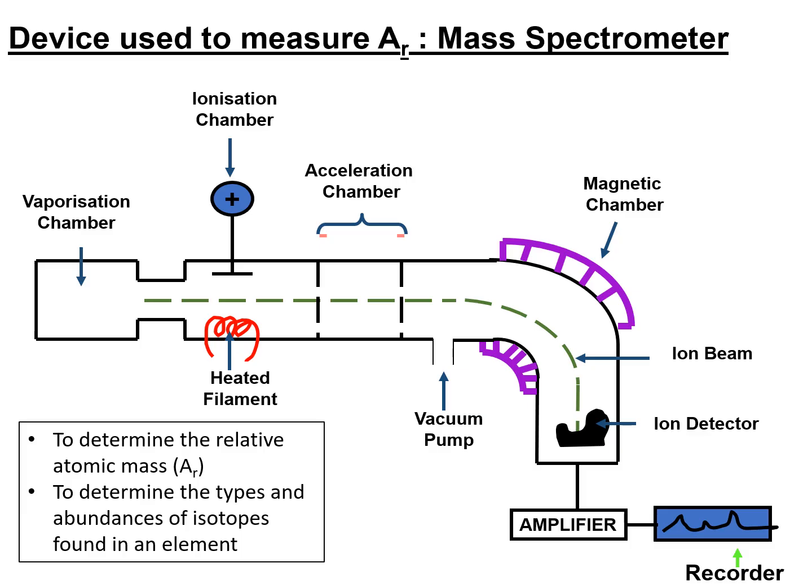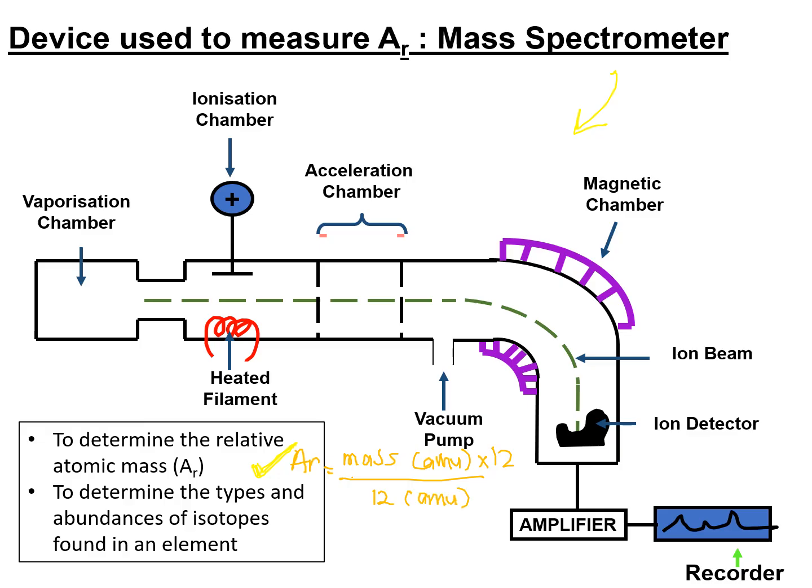Okay, the device to measure the relative atomic mass of an element is the mass spectrometer. The picture shown here is the mass spectrometer. Basically, the mass spectrometer is used to determine the relative atomic mass. Earlier we learned the formula of relative atomic mass: AR is equal to the mass of an atom in AMU multiplied by 12 over the carbon-12 atom in unit AMU.